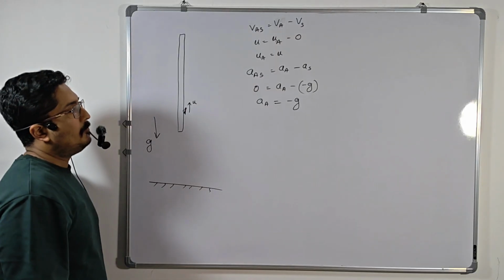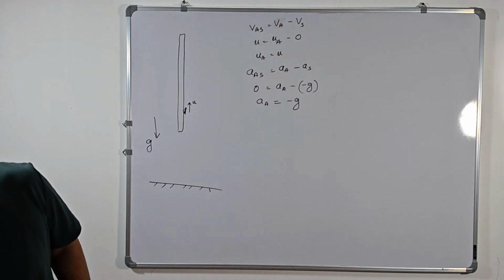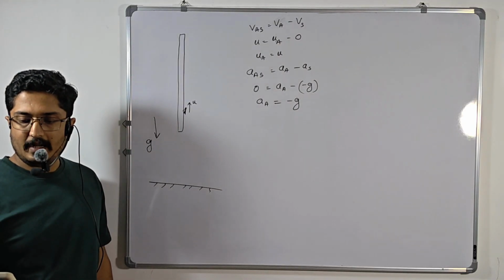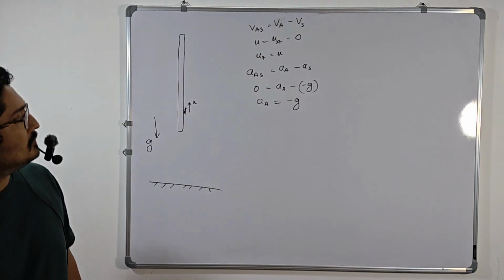Now, for the first part of the question, they are interested in finding the maximum height attained by the ant measured from its initial position.